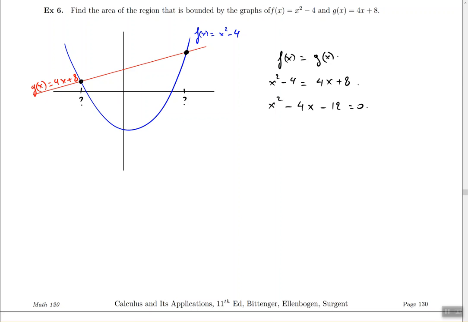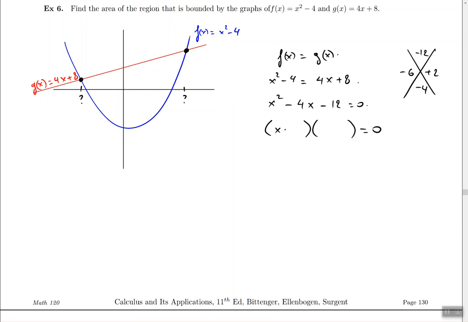And to solve that, we need to get everything to one side. So that's what we have right now when I move the 4x and the 8 across. And so now I'm required to factor the problem by looking for two numbers that multiply to negative 12, but when I add the numbers, I get negative 4. And I'm thinking maybe negative 6 and positive 2. When you multiply them, you get negative 12. When you add them, you get negative 4.